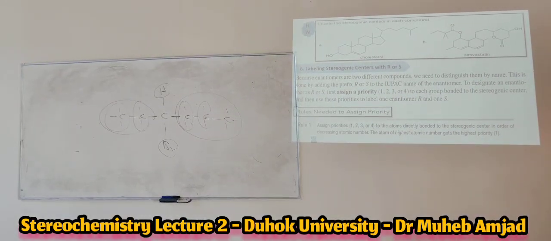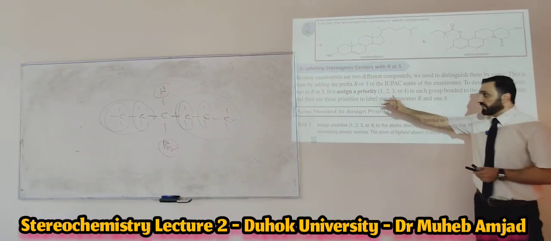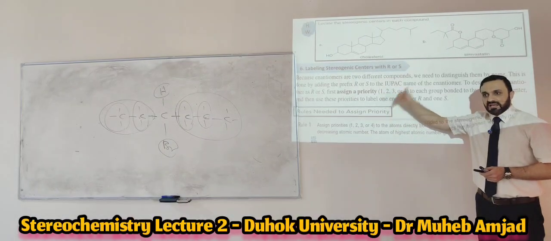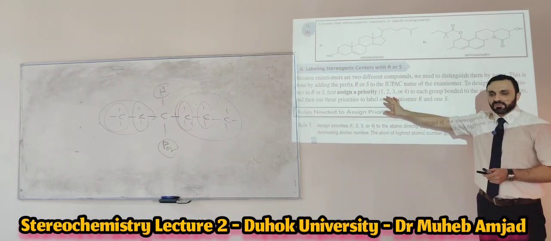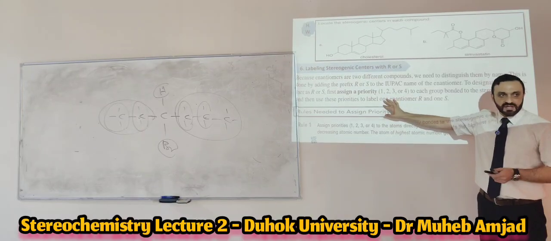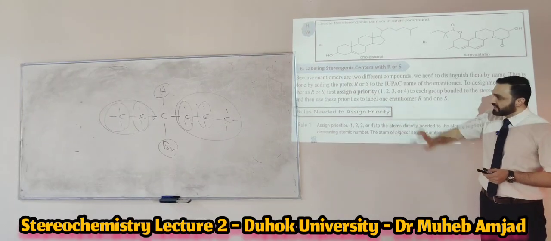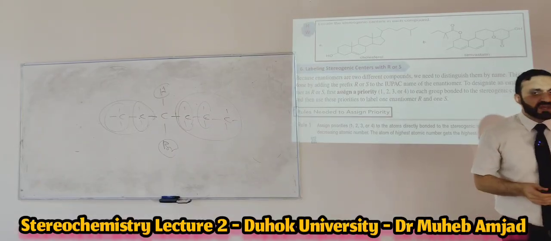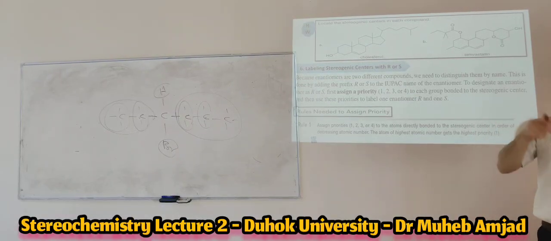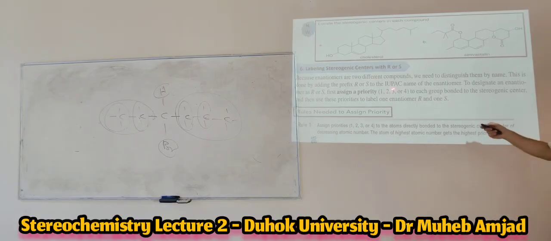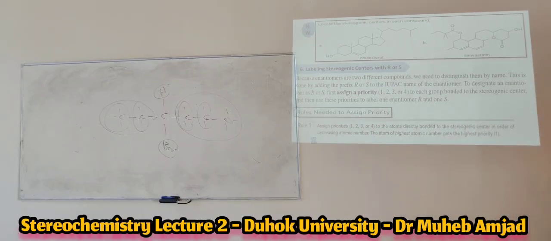To distinguish enantiomers R and S, first assign the priority. Of course, the priority, I think it is not new for you. We took it maybe last year, when we studied cis-trans and the E-Z system. What does priority mean? It depends on the atomic number of the groups, just like in the E-Z system. Each group bonded to the stereogenic center gets 1, 2, 3, 4, and then we use the priority to label one enantiomer R and the other S. Okay, we take the priority system, how to assign it.